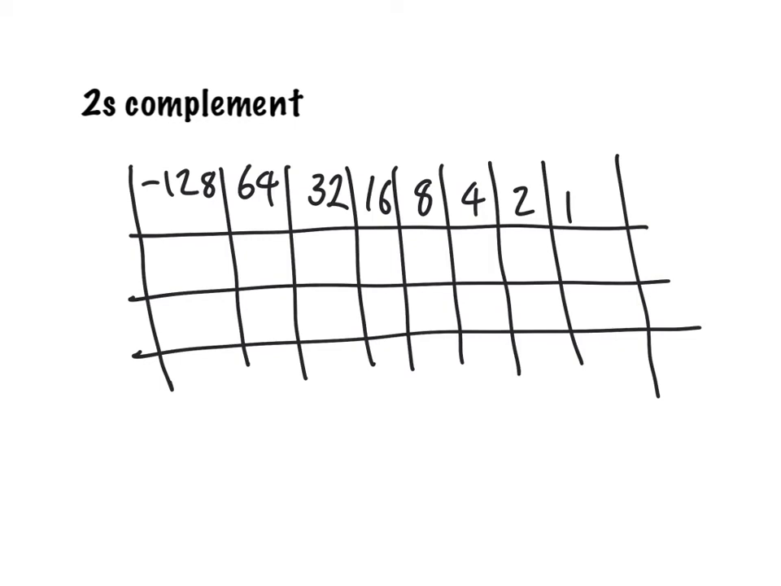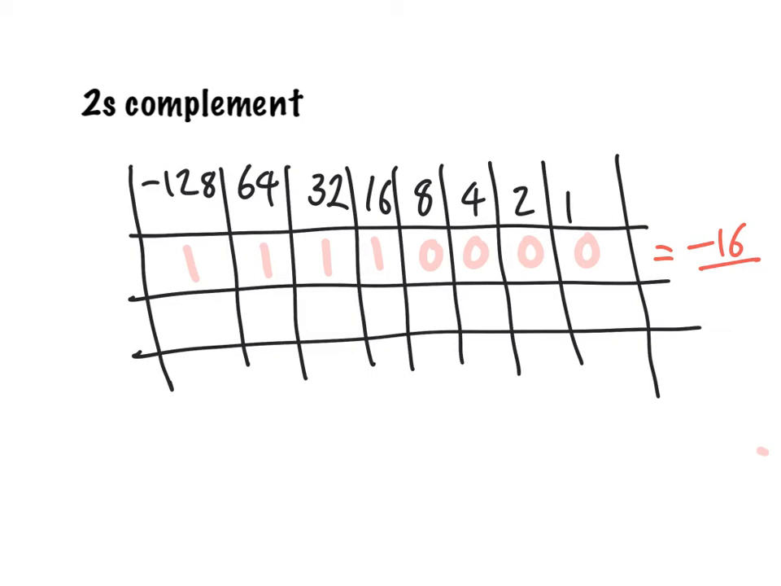If we had a number such as this here, if we had 1, 1, 1, 1, 0, 0, 0, 0, and we wanted to work that one out, again we would do the same sort of process. So negative 128 plus 64 is going to give us negative 64, plus 32 is negative 32, plus 16 is negative 16. Okay, so negative 16 for this particular number.